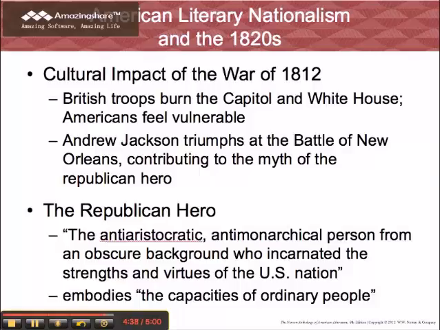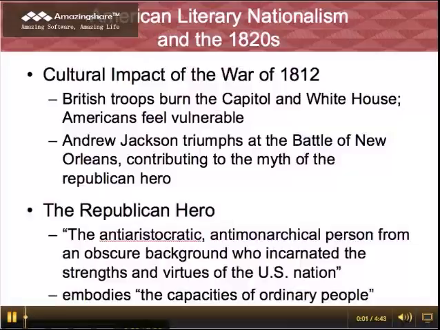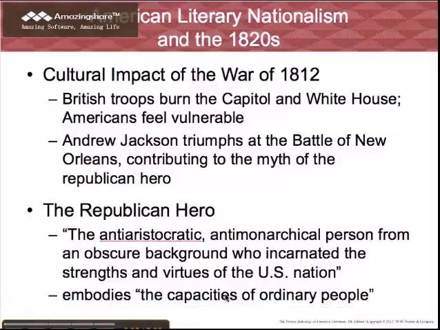Jackson's election as president in 1828 ushered in the era of Jacksonian democracy and canonized the figure of the Republican hero, the anti-aristocratic, anti-monarchical person from an obscure background who incarnated the strengths and virtues of the U.S. nation. The figure of the Republican hero would show up in a variety of literary texts, including James Fenimore Cooper's Leatherstocking Tales and Catharine Maria Sedgwick's Hope Leslie.